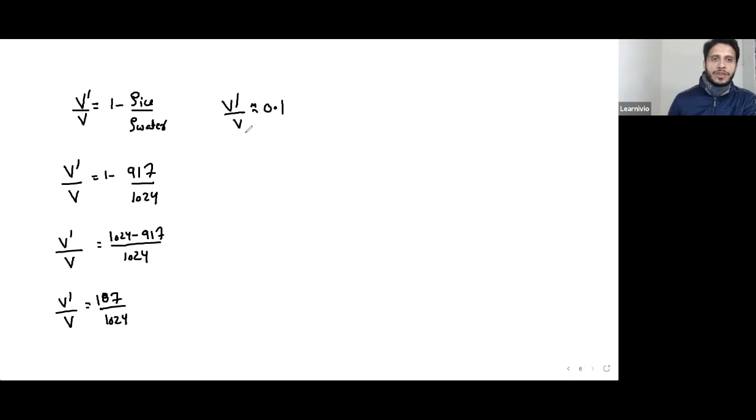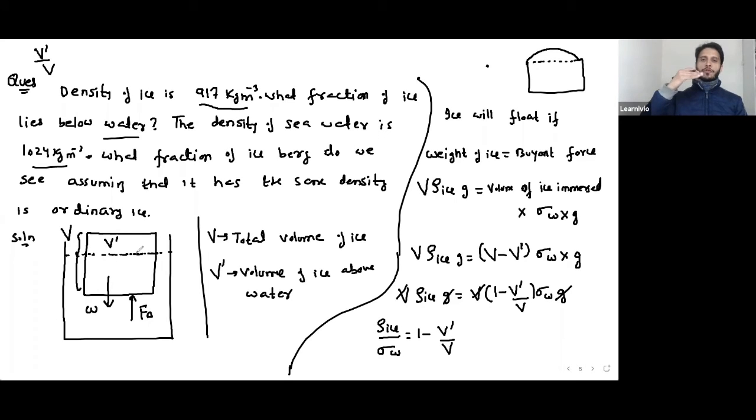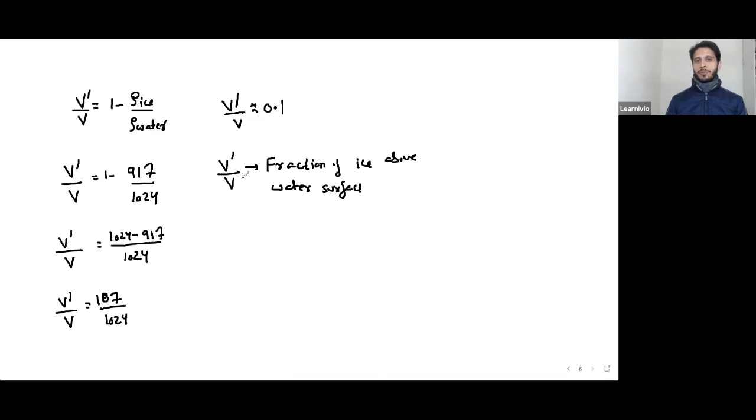So V prime is the volume of ice above the water surface. V is the total volume of ice. So you can say that V prime by V is the fraction of ice above the water surface. I'm repeating again. V prime is the volume of ice above the water surface, V is the total volume of ice, so V prime by V is the fraction of ice above the water surface.